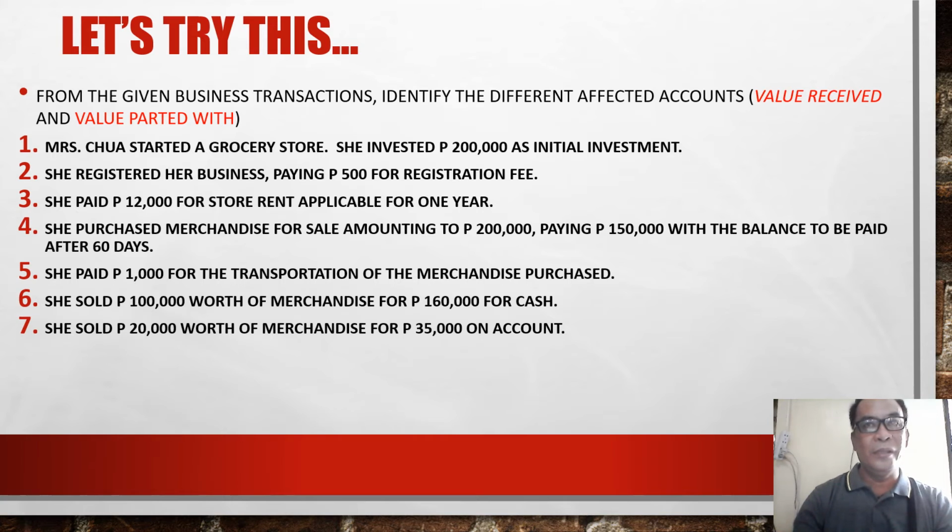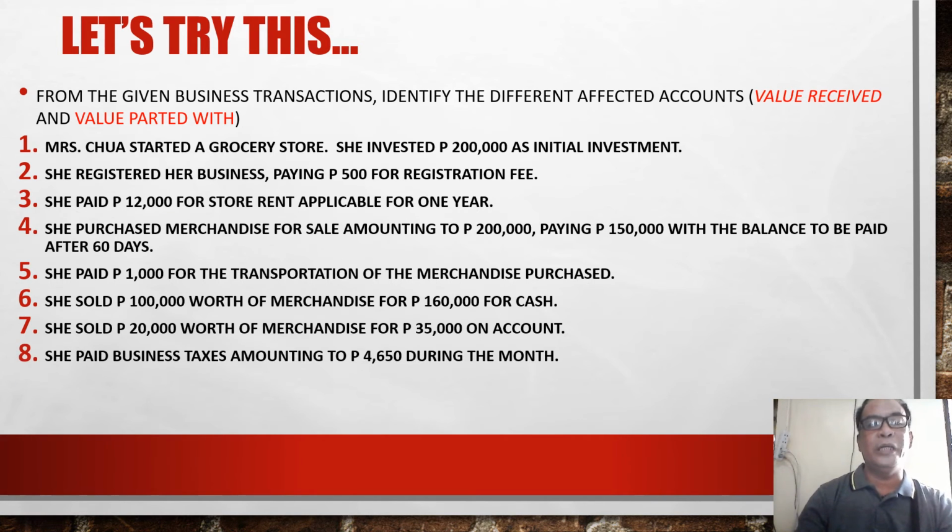Okay po? And nagkaroon ng bentahan, subalit utang, ano ang sabi natin laging katambal niya na isusulat natin sa credit side? Automatically, you're going to have the credit account na income. Okay po? For number 8, she paid business taxes amounting to 4,650 during the month.